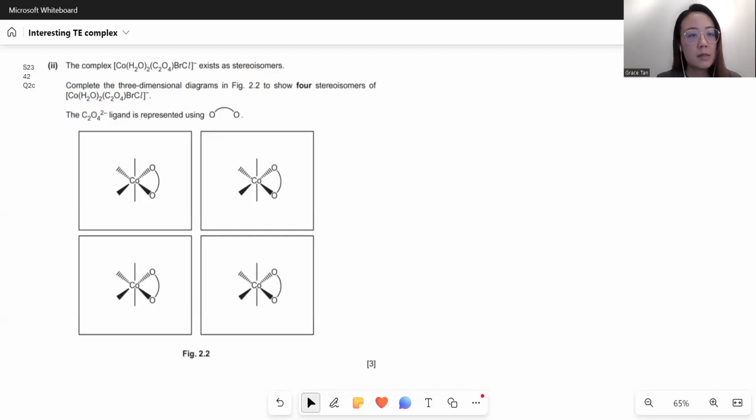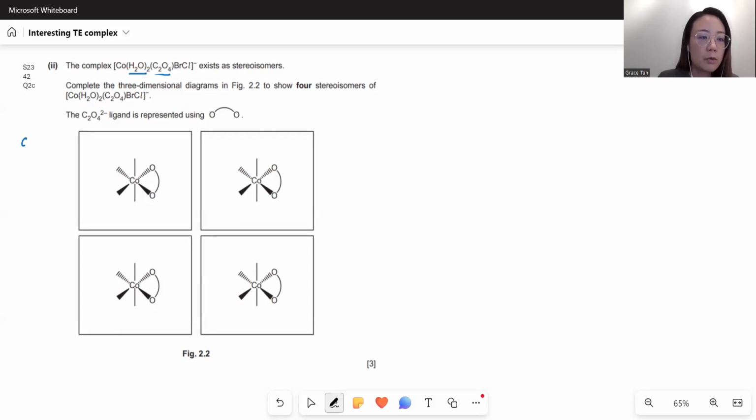We want to discuss this particular question on Summer 23, Paper 42, Question 2c on the drawing of the 4 stereoisomers given. Now, the complex formula given over here, as we can see, you currently have 2 water, which is 2 aqua, and then you have a C2O4. This is your bidentate, which is the oxalate ion, or so-called ethane dioate ion.